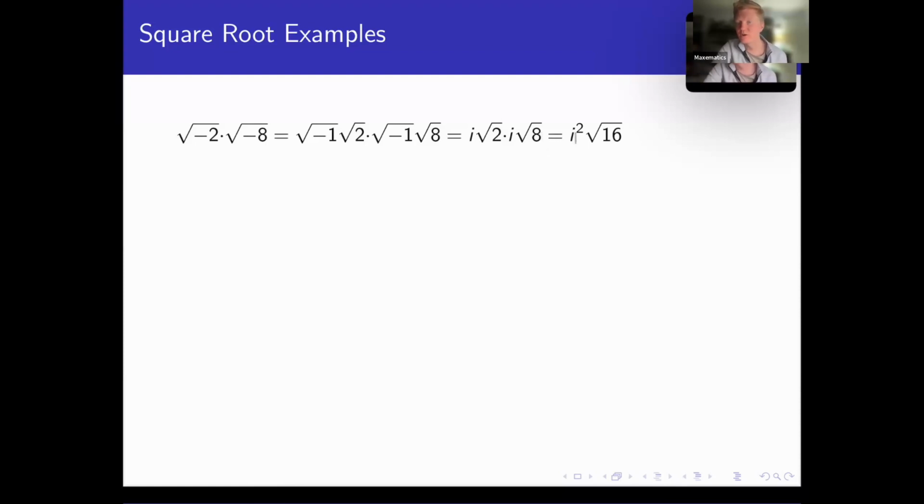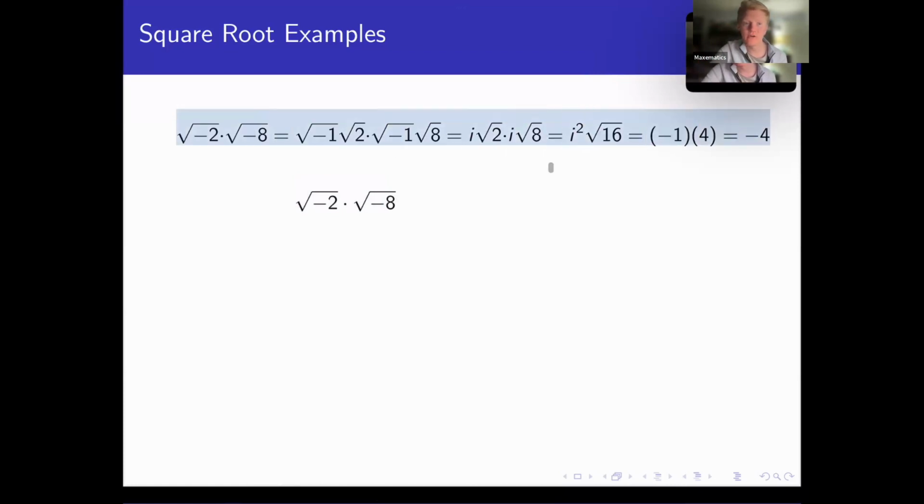Well, i squared is -1. Square root of 16 is 4. So our final answer is -4. And again, be very careful. This is true for the complex numbers. What we would do in the real numbers, but we wouldn't actually do it in the real numbers because we're not allowed to have negatives inside square roots to begin with in the real numbers. This is only allowed in the complex numbers.